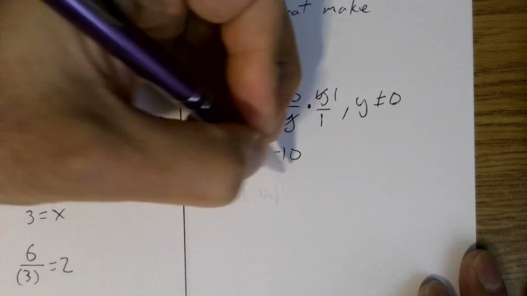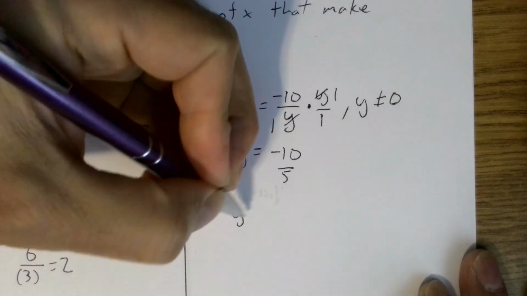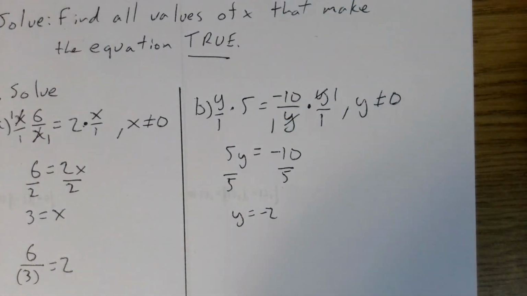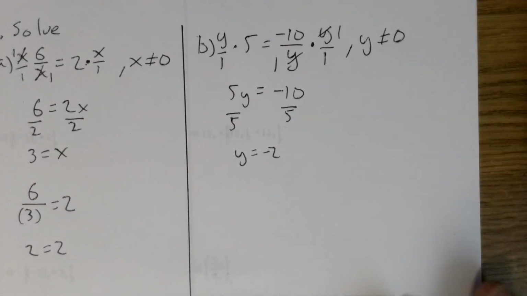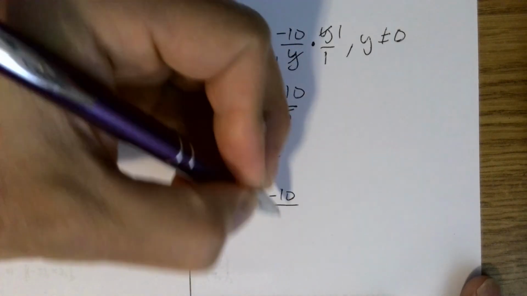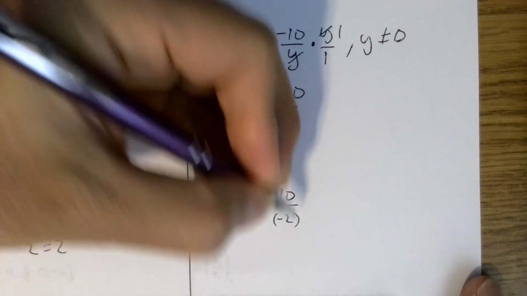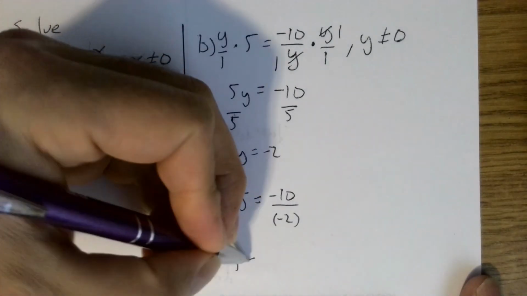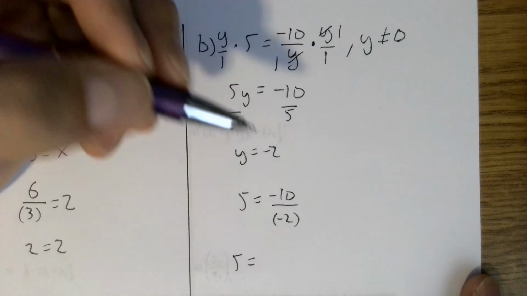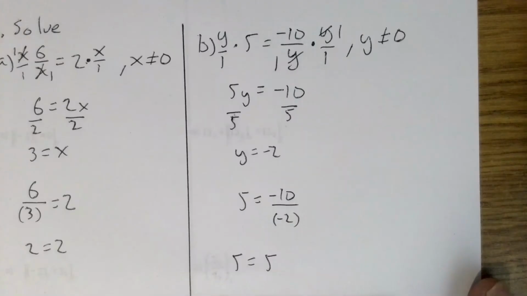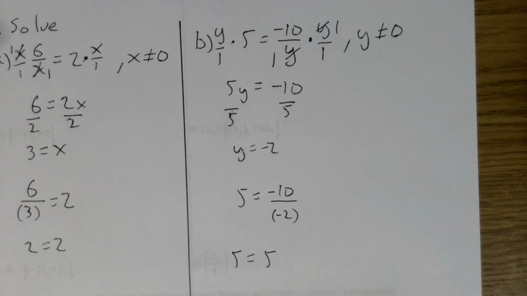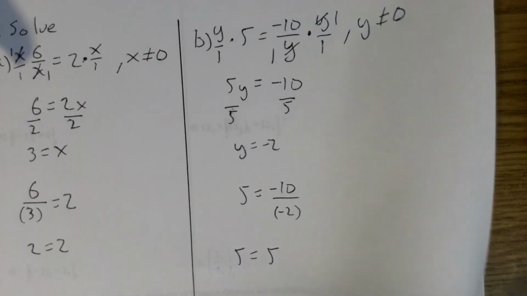Divide both sides by 5. We get y equals negative 2. Okay, and again, let's do our check. 5 equals negative 10 over negative 2. The left side stays as 5, and on the right side, negative 10 divided by negative 2 is positive 5. So when y equals negative 2, our equation is true. So y equals negative 2 is a solution.